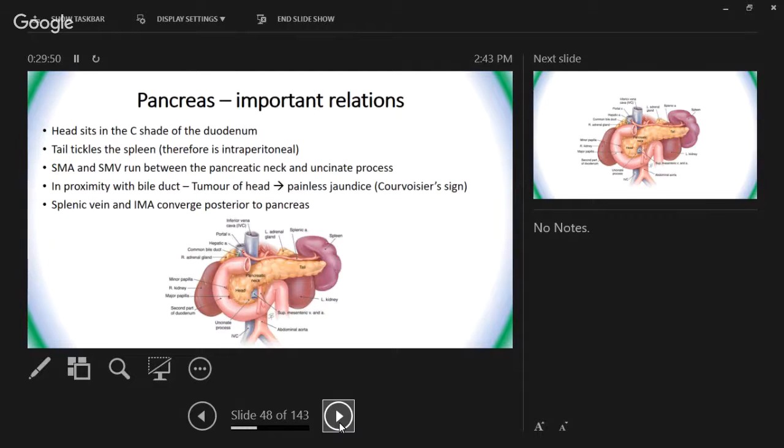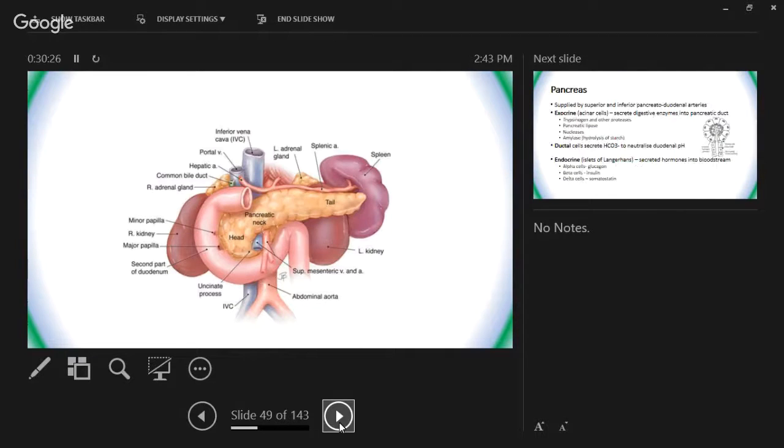Now we've got the close proximity with the bile duct, so if you have a growth of the pancreas, like cancer, you get painless jaundice, also known as Courvoisier's sign. And this is happening behind the pancreas, where the splenic vein and IMV converge, and they go on to form the portal vein with the SMV. Actually, let's say IMV, not IVA. We'll change it. Questions, guys? Happy?